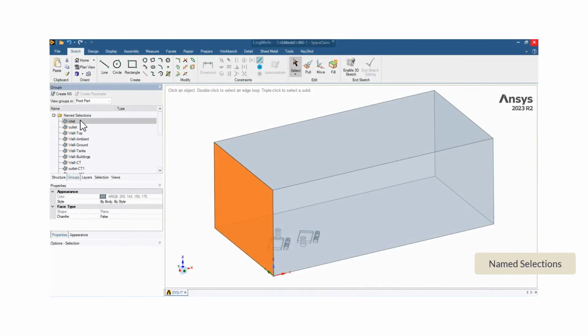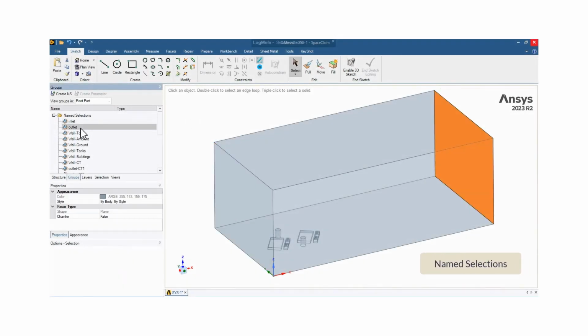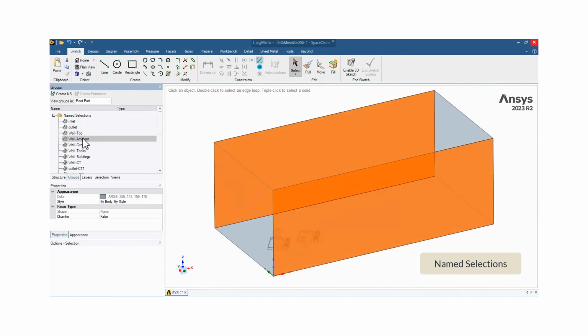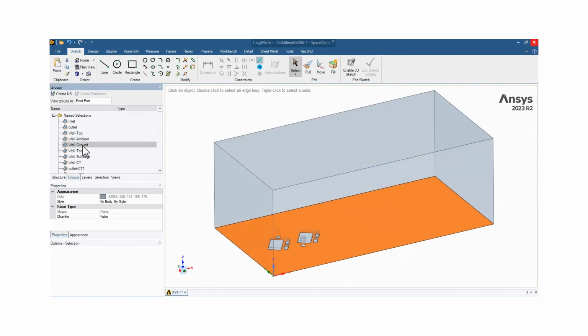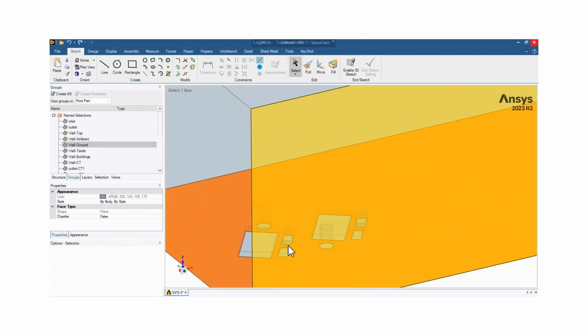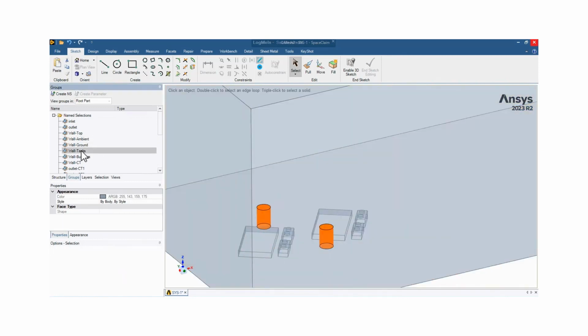This model has a geometry that includes different name selections for the CFD analysis. First, those for the enclosure, the inlet, the outlet, the surroundings, and the ground. Next, the name selections for the components like the tanks, the buildings, and the cooling towers.